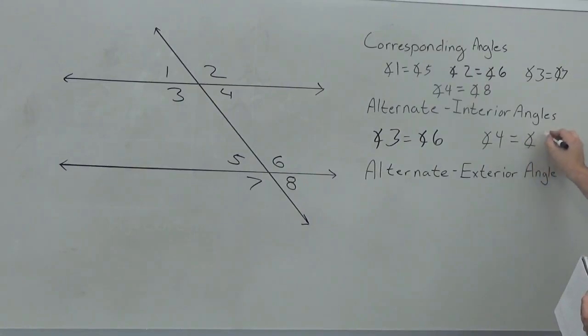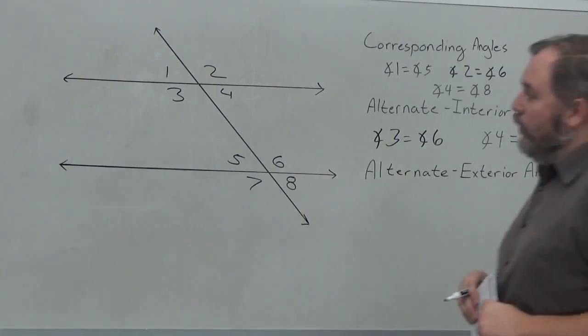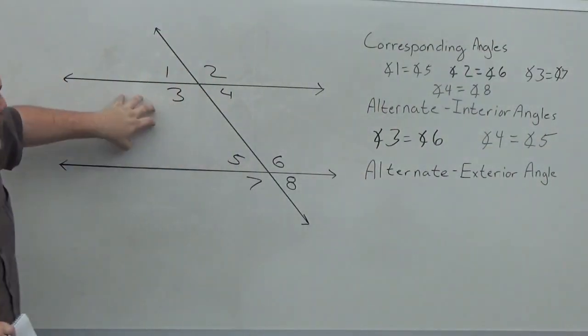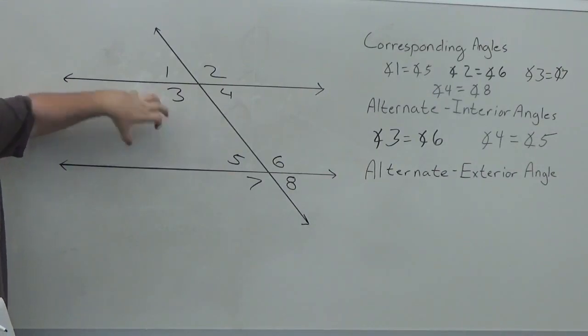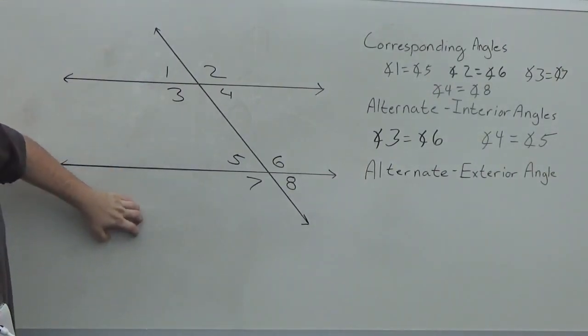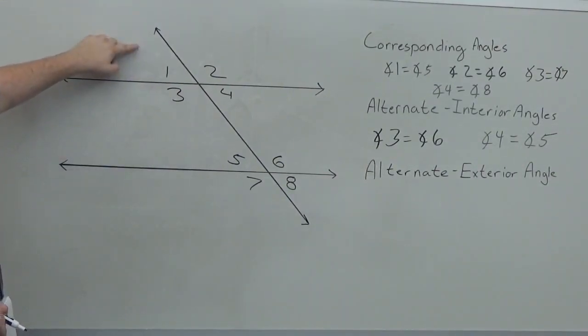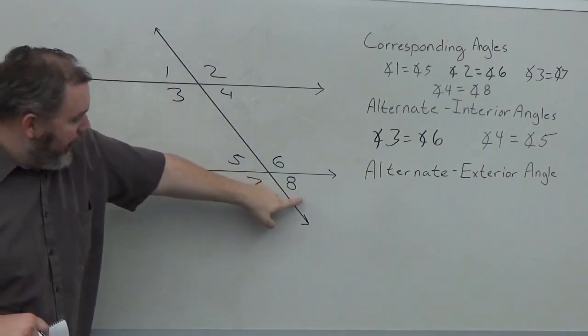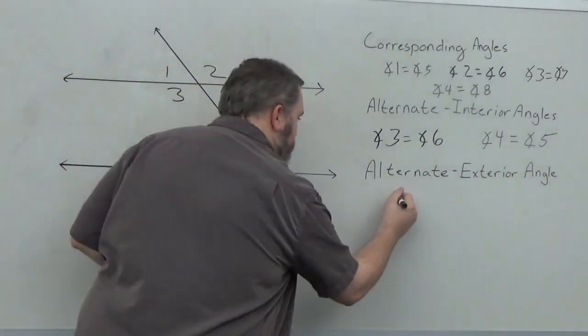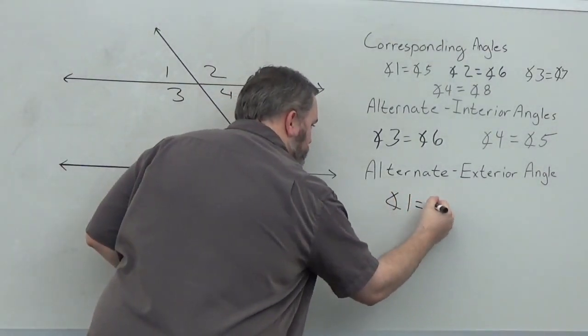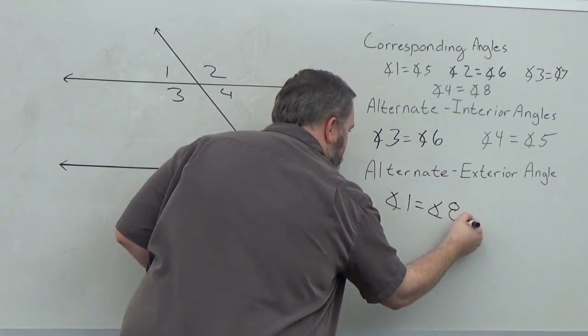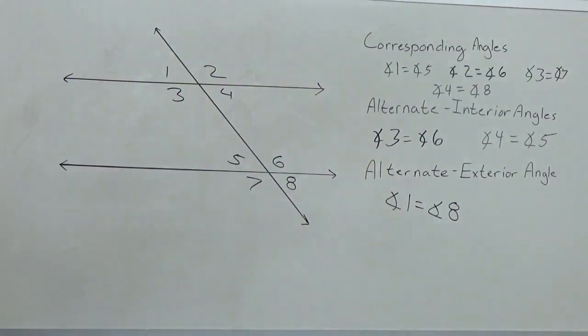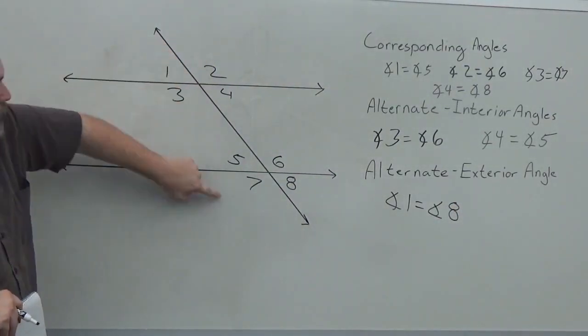Alright? Alternate exterior angles. So now, where before we were looking at the inside, now we're going to look at the outside. So let's look at 1. Well, 1, the alternate angle, it would be 8. So 1 looks like angle 8 if we flipped it upside down. Same principle. 2 looks like 7.